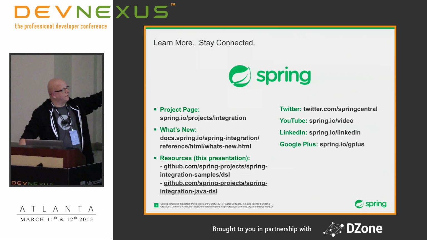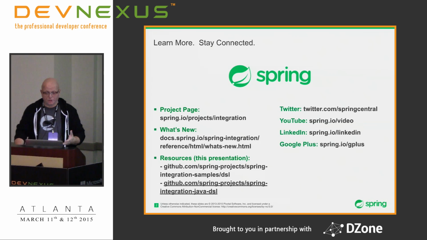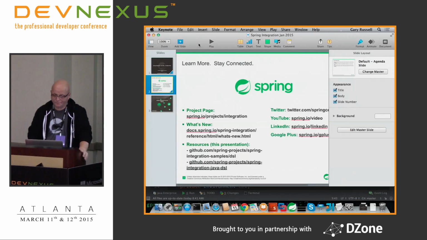So a few links: the project page, Spring IO projects integration. We typically keep a what's new at the top of the reference guide, so that's a good thing to look at. All the stuff I'm going to show in the presentation today is on GitHub in the samples repo, and of course there's the actual Java DSL repo itself.